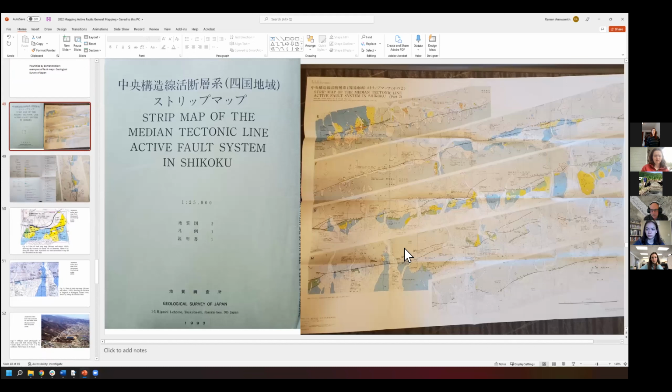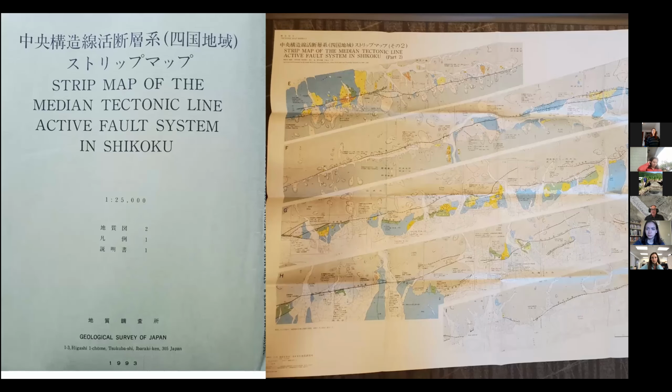This is just really beautiful, and there's some more details in here, but the Japanese are really experts at this kind of mapping. This is a strip map of the Median Tectonic Line active fault system in Shikoku, 1 to 25,000 Geological Survey of Japan map. I just happened to have it in my office. I took a quick picture of the paper copy, but you get a sense of how it's presented in these strips, and what's being provided is some indication of the superficial geology and coding of their geomorphic indicators.